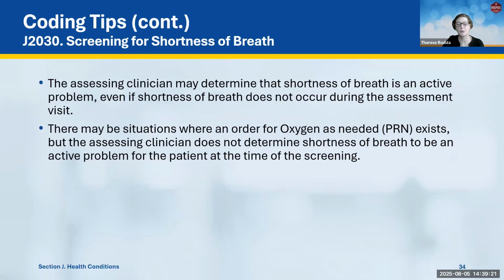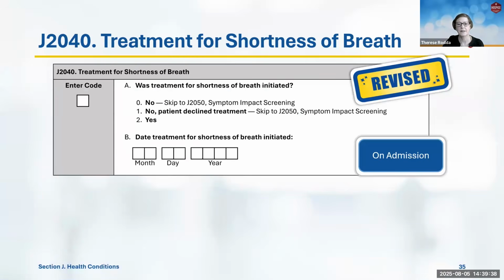Think about whether shortness of breath is an active problem even if it does not occur during the assessment visit. There are also situations where there is an order for PRN oxygen, but shortness of breath is not an active problem at the time of the screening. Now we will look at J2040, treatment for shortness of breath. This item was carried over from the HIS, but Part C, types of treatment, was removed. This item is still collected only on admission.